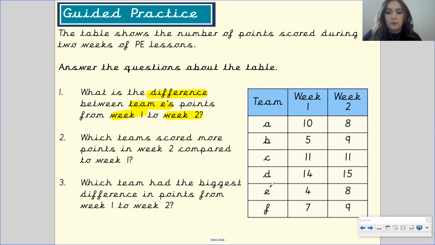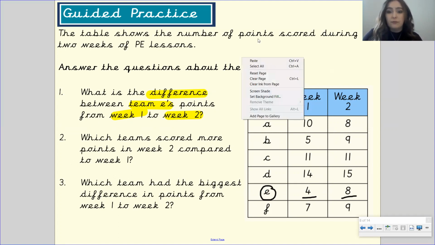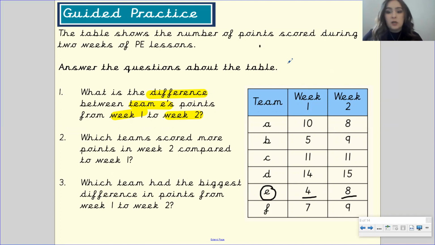Okay, well done. So we found that Team E is here. In week 1, they scored 4, and in week 2, they scored 8. So we need to find the difference between 8 and 4. And to do this, you can do 8 take away 4, which gives us 4. Well done. So the difference is 4.